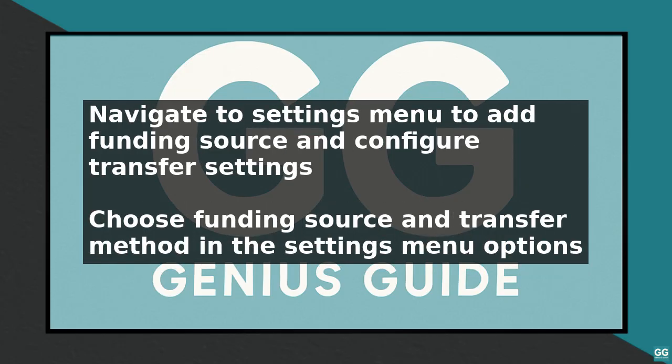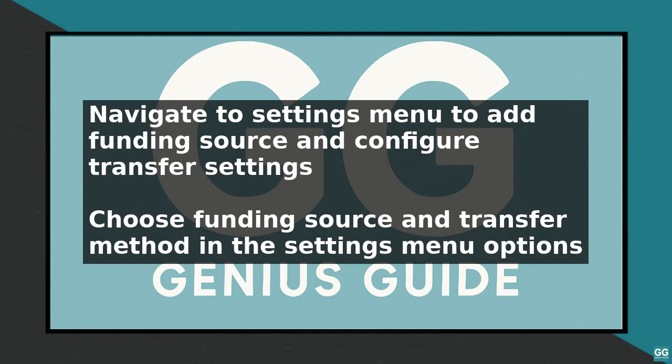Once you have added a funding source, you can configure your transfer settings. To do this, go back to the Settings menu and select Transfer to Bank. From there, you can choose the funding source you want to use for transfers and set up your transfer method. You can transfer funds to your bank account or to a debit card.